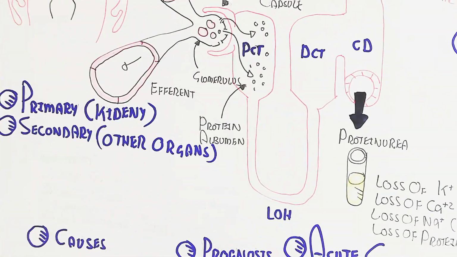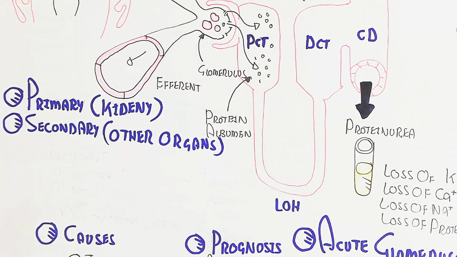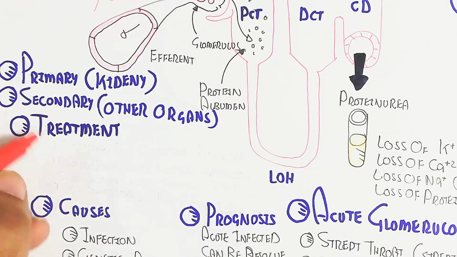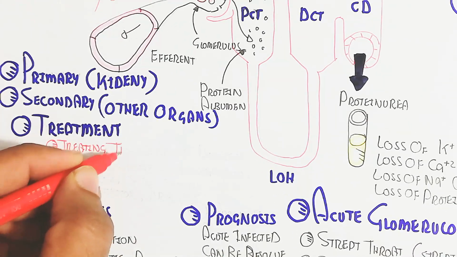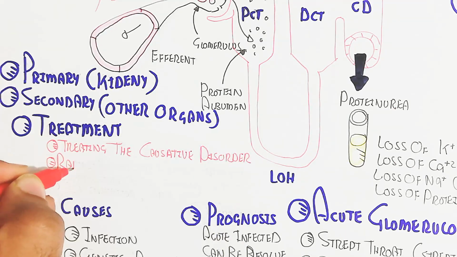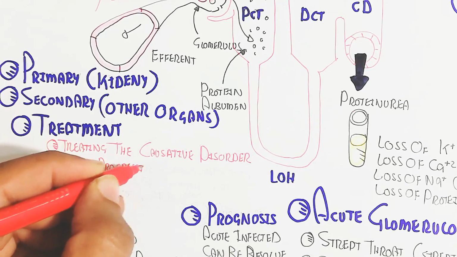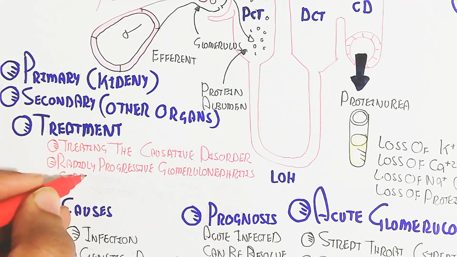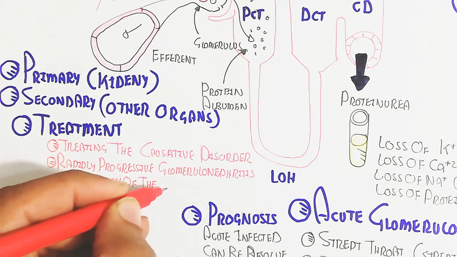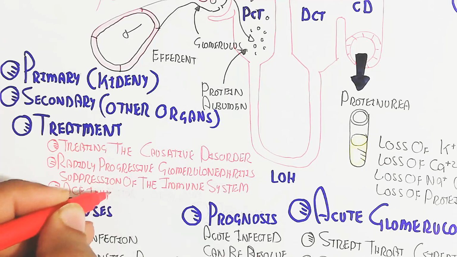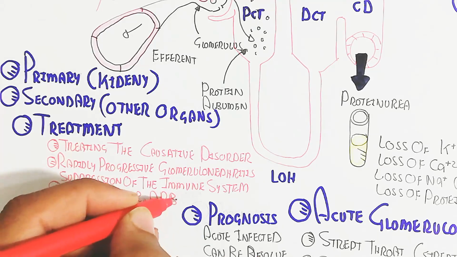Anyhow, let's begin to understand the treatment. Basically, the treatment is directed at the causative disorder, the rapidly progressive glomerulonephritis, suppression of the immune system, ACE inhibitors and ARBs, and reducing sodium intake. A decrease of sodium will help the treatment.